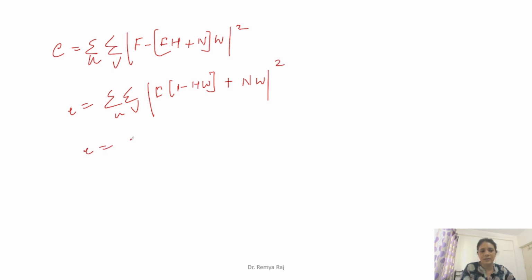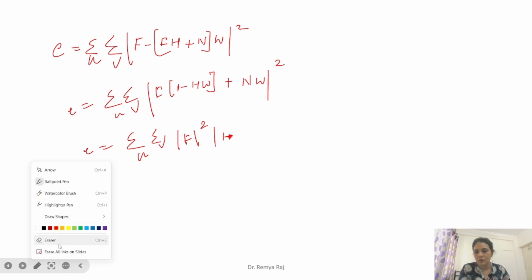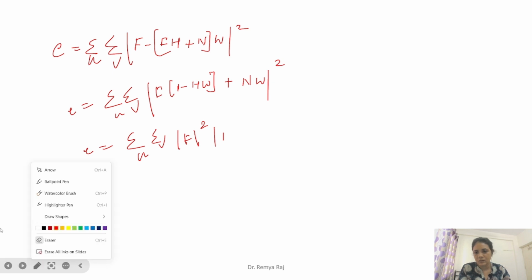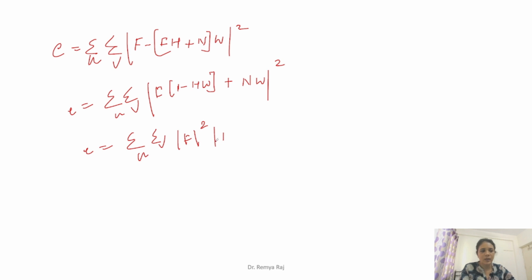Okay, so this again I can write as E is equal to sigma u sigma v f square into 1 minus hw the whole square plus n square plus w square. Okay, so I can write like this. Okay, this is nothing but I am going to square everything.